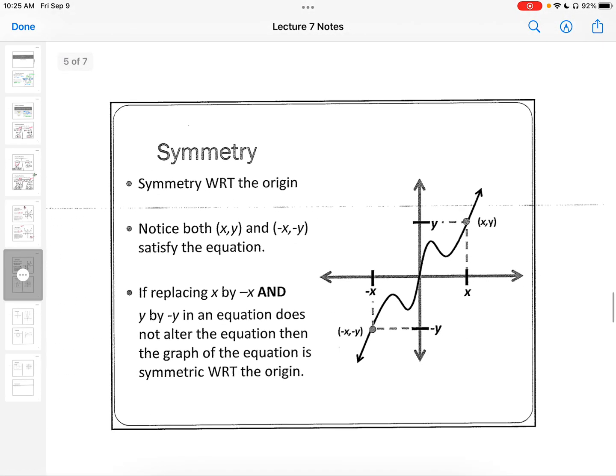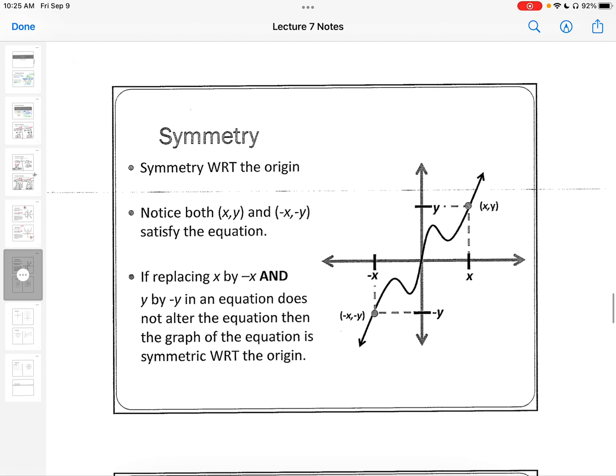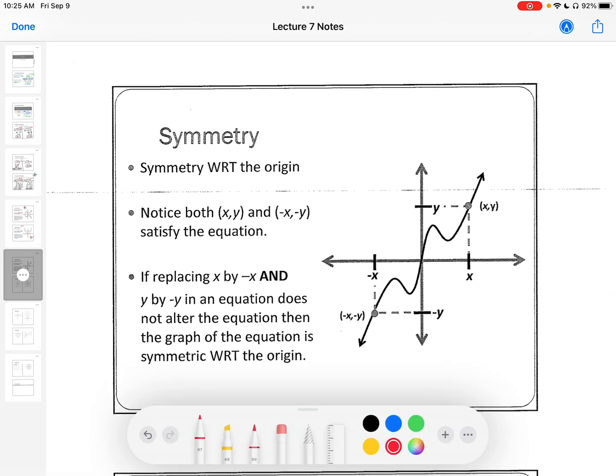Now, next one, respect to the origin. Okay, this one is a little bit trickier. Basically on this one, it is saying that if my x is positive, the negative x is on the graph, and if my y is positive, the negative y is on this graph. Now, this one is not as simple as, hey, I'm going to flip this one way. It's not like you flip it over this line here, okay?